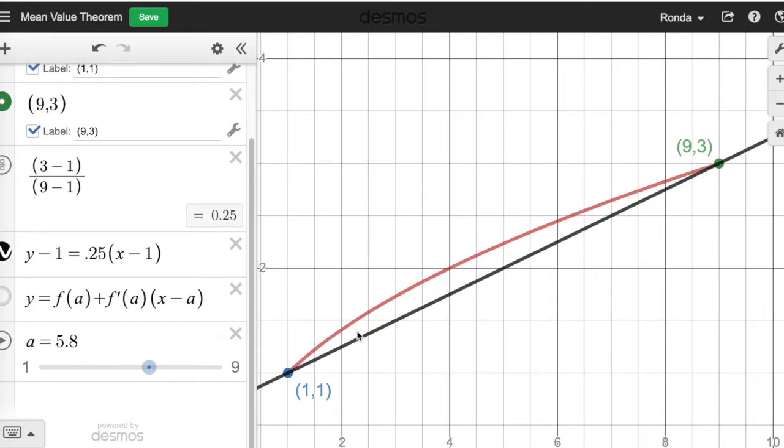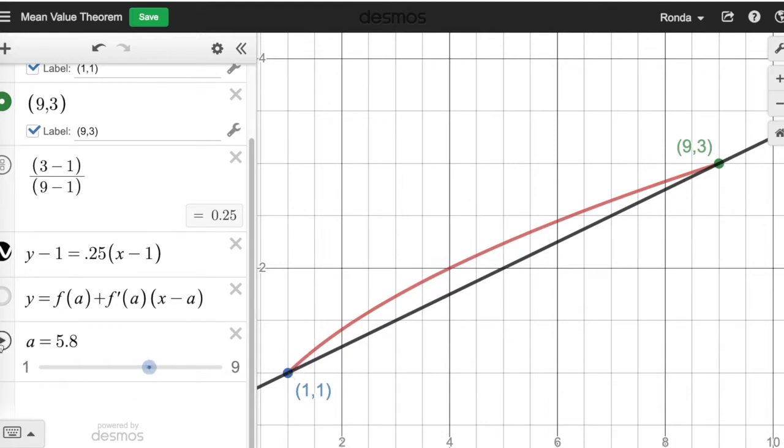And as long as my graph is connected in a continuous and differentiable way, then somewhere along here, I'm going to end up with a tangent line that is parallel to my secant line, meaning that the derivative will take on the same value as the slope of this secant line at some place between 1 and 9.